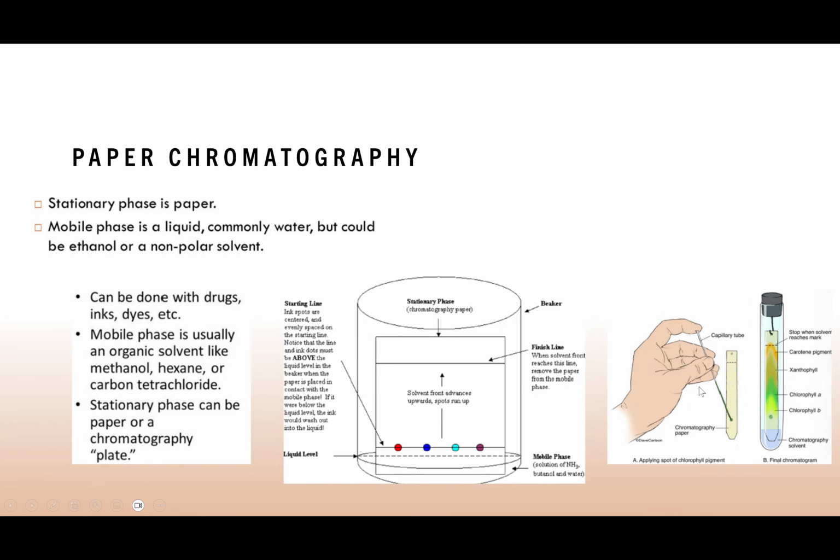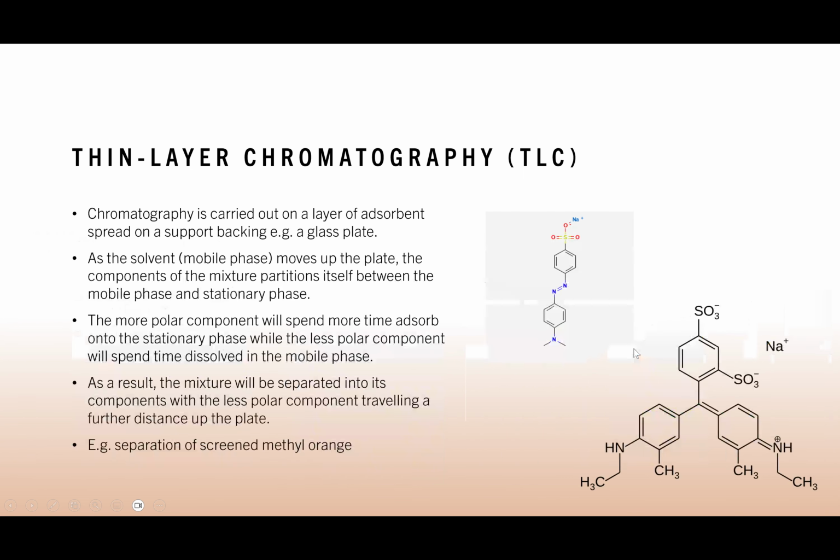Right, and you can also have it like this in a test tube. This is what we usually did for our chlorophyll experiment, right? So chlorophyll A, chlorophyll B, carotene, xanthophyll, right? You can get these different separations using paper chromatography. You also have thin layer chromatography. Is this xylol? This is xylol.